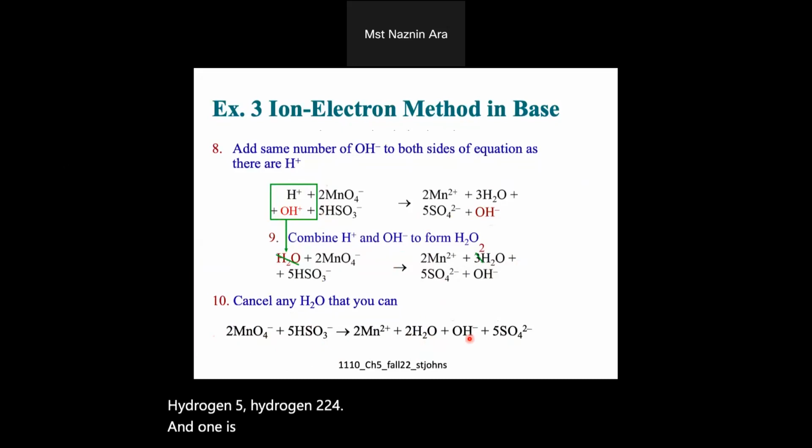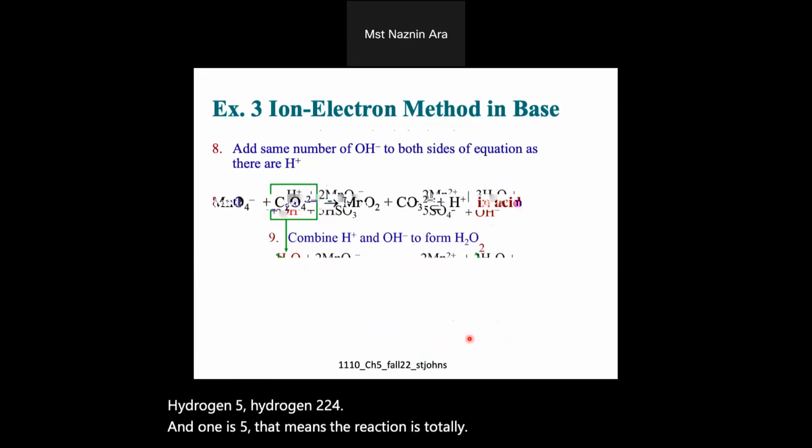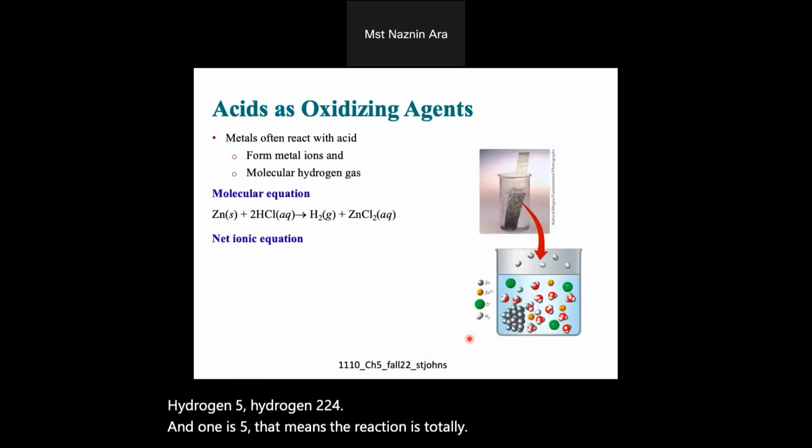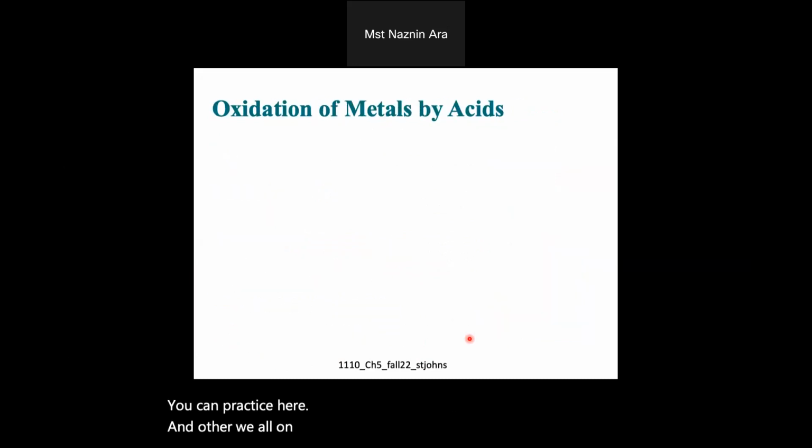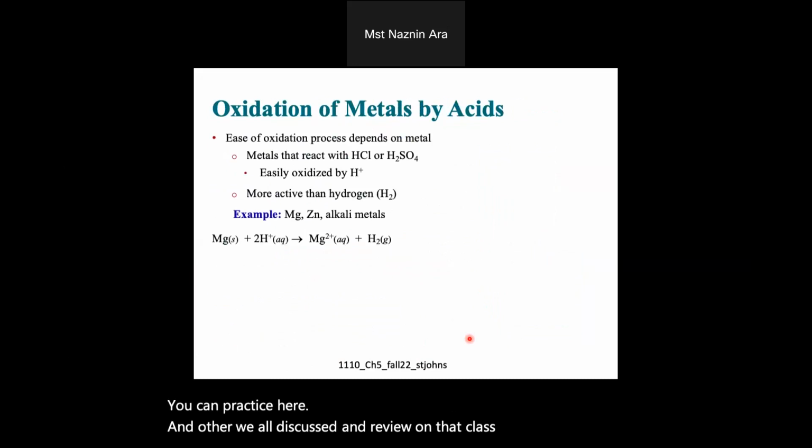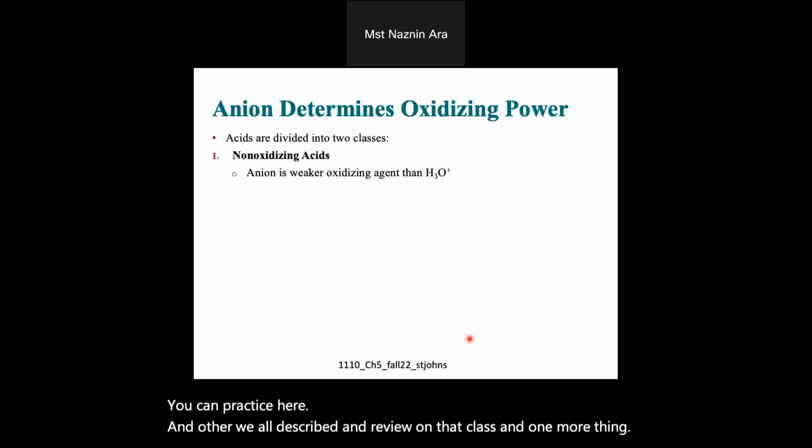So this is how we need to do it, and you can practice here. Others we will describe and review in class. And one thing we need to do here, not these, we have already done all of those.